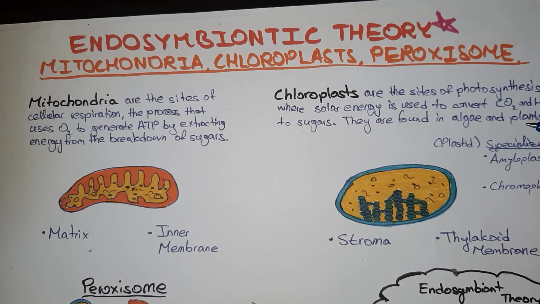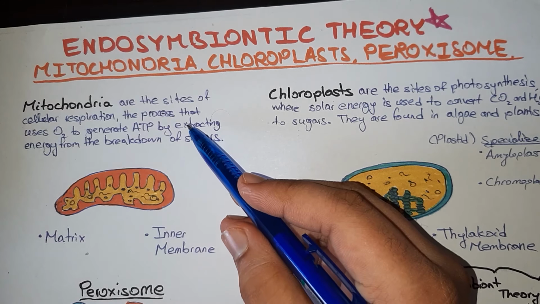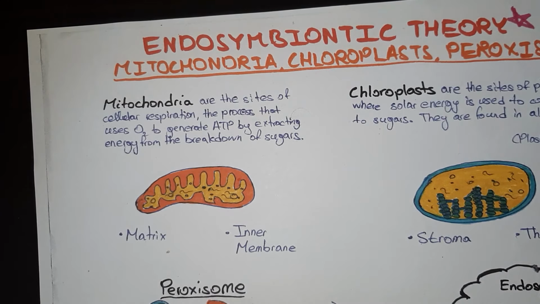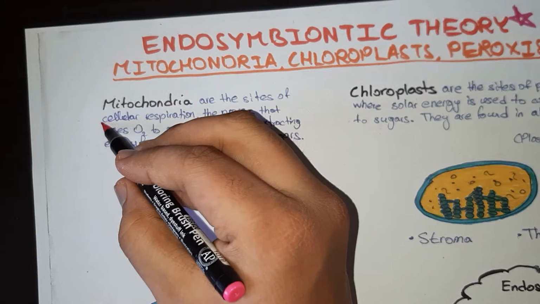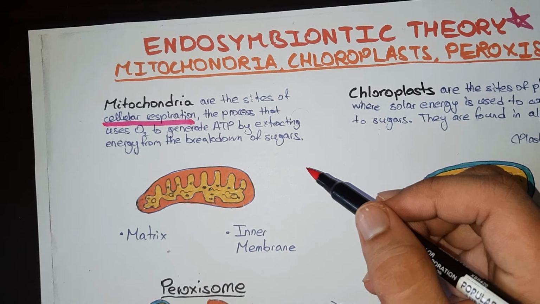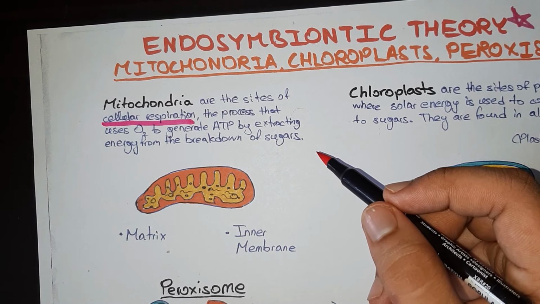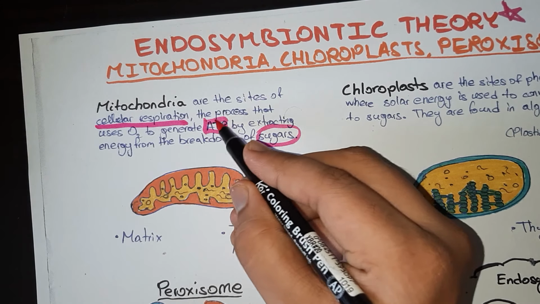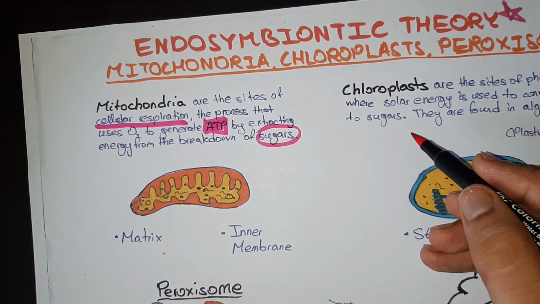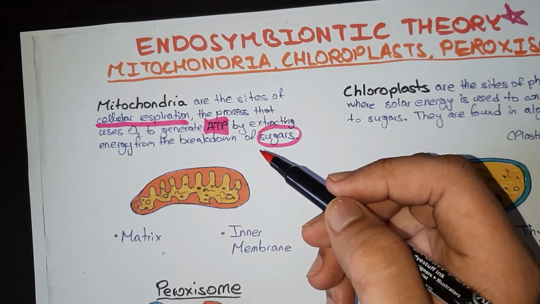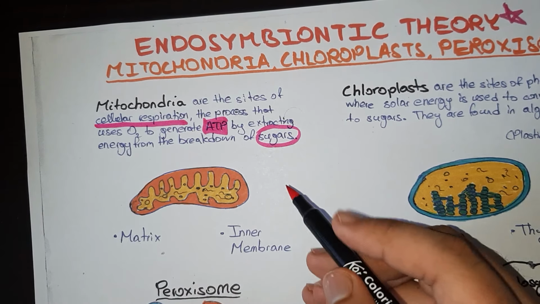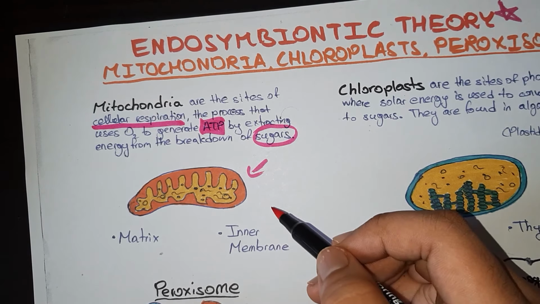So first we need to know what are the mitochondria and what are the chloroplasts. Let us start with the mitochondria. Mitochondria are the sites of cellular respiration. And in cellular respiration, what happens? Sugars are broken down and ATP, adenosine triphosphate, which is a form of energy, is released. This process is called cellular respiration, and it happens in the mitochondria.